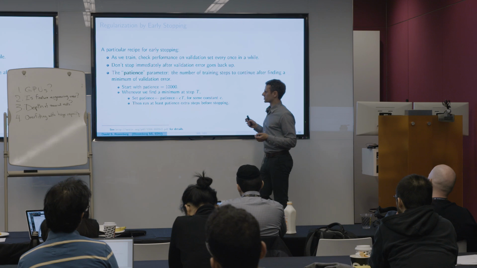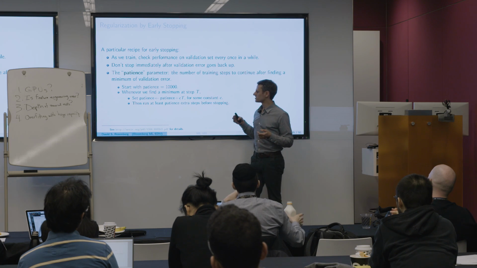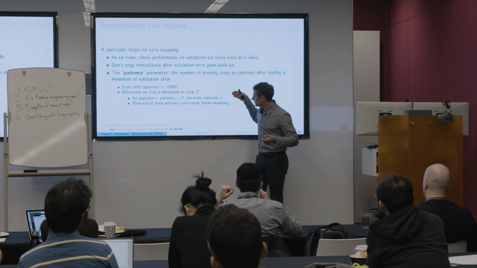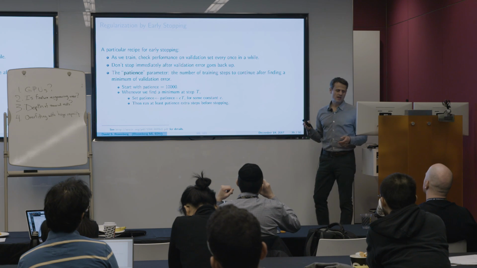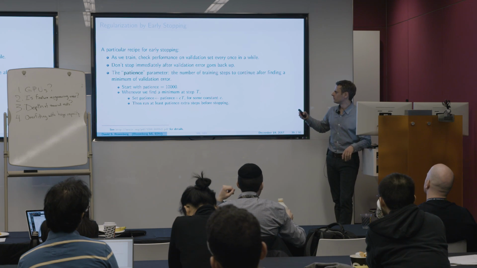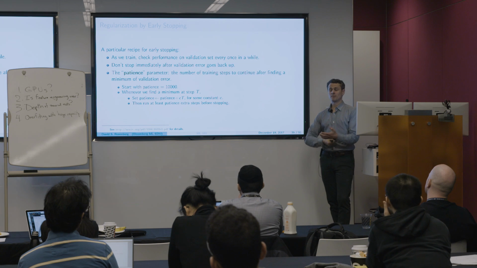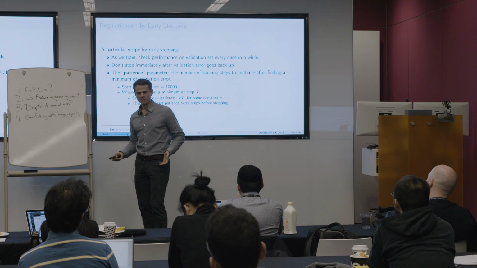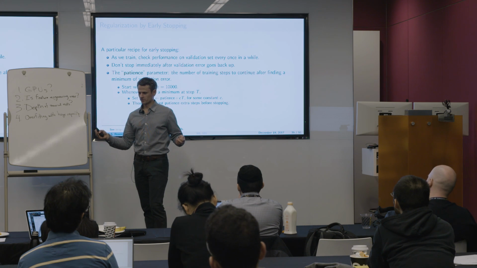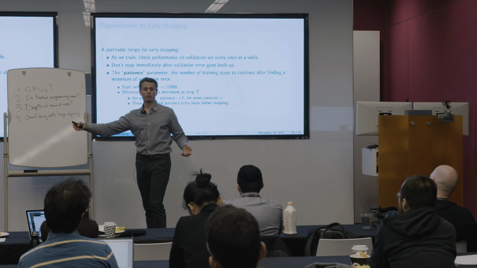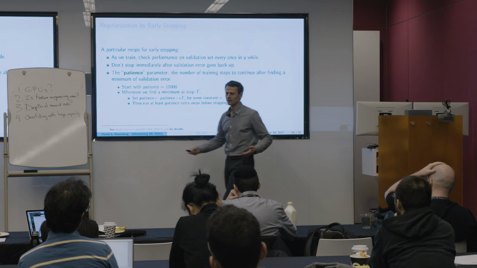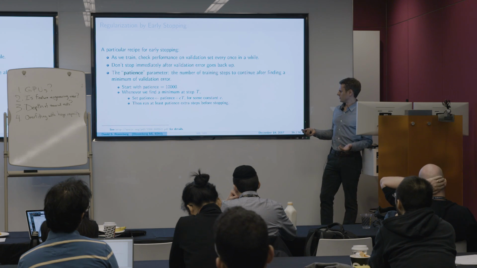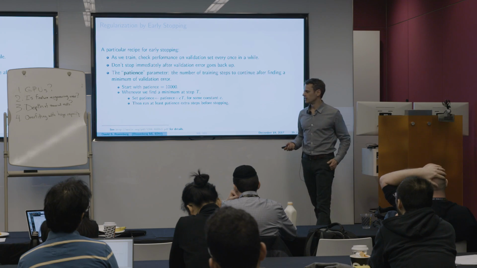And then his suggestion is starting with some initial value of patience, say 10,000 steps. Every time you hit a new minimum, you make your patience parameter longer. So if you've gone for 100,000 steps and you got a new minimum, make your patience parameter longer by something proportional to how many steps you've already taken. So this is completely heuristic. Seems to help.